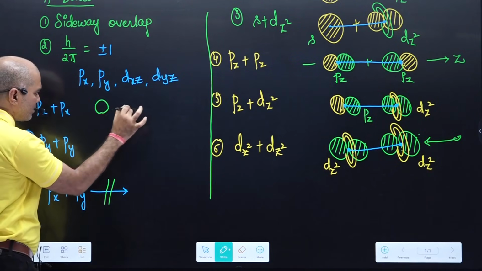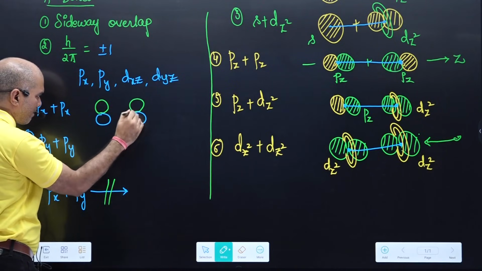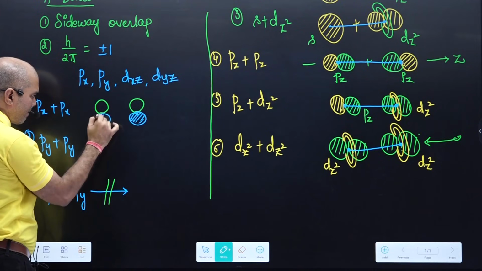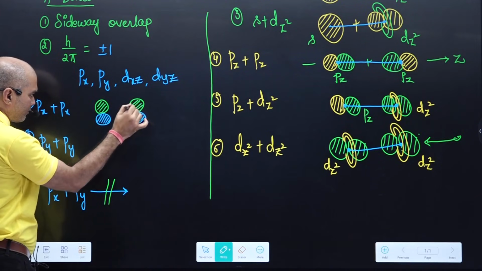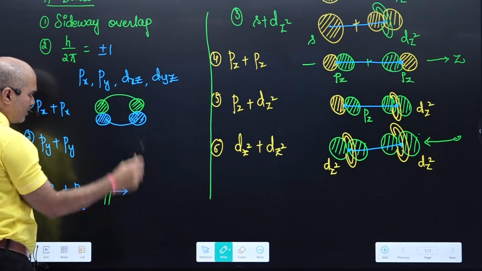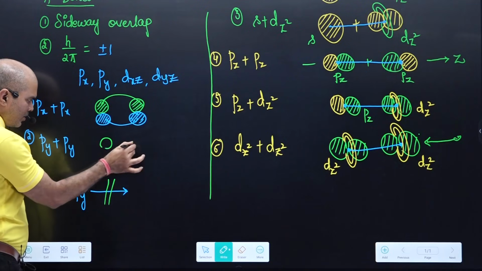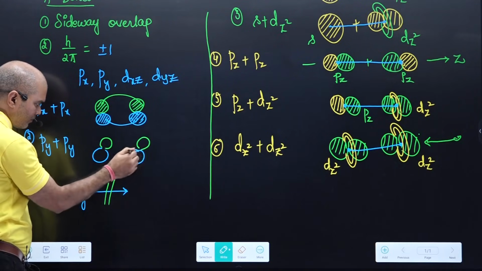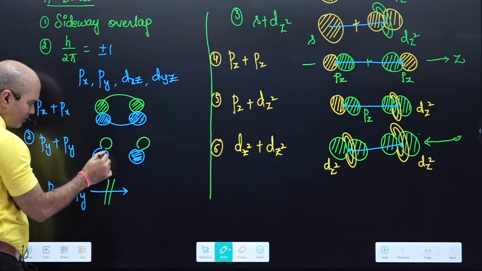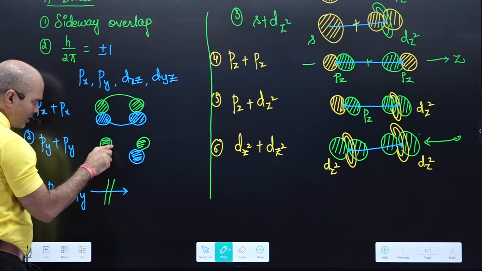Suppose if this is Px. Sideway overlap. Py, say this is towards you. Sideway overlap.